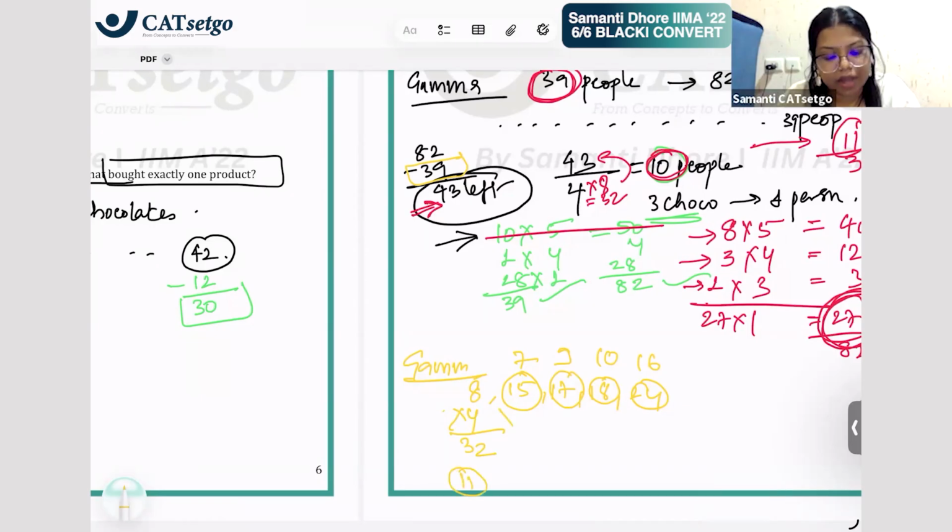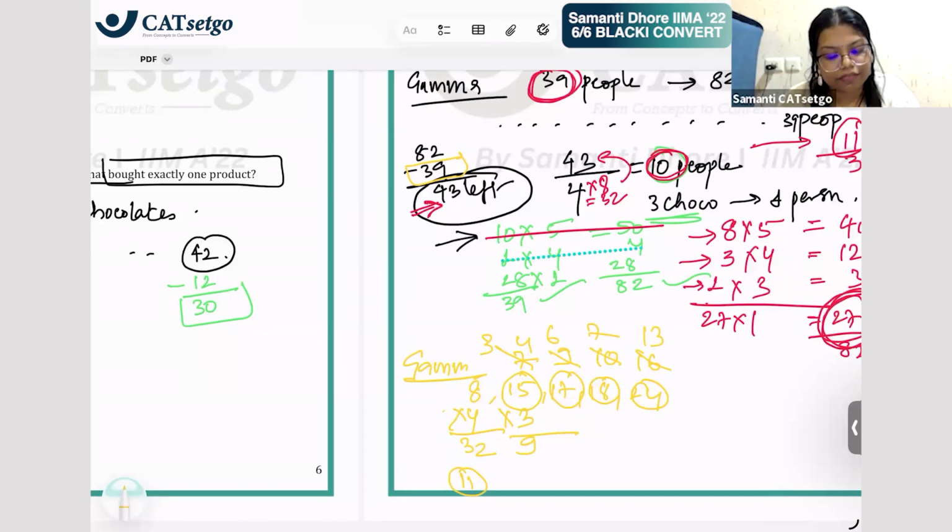So out of 11, now I'll have to give 3 each. How many people can I give 3? 7 people are with me. But how many can I give 3? 3 3s are 9. So there are only 3 people I can give. And 3 3s are 9. So 9 chocolates is done. So these 3 people are gone. These many are left. Right? Right? Here 4 are left or whatever.